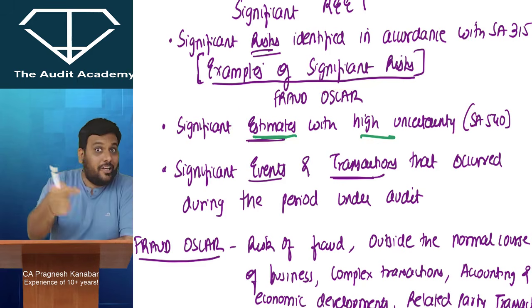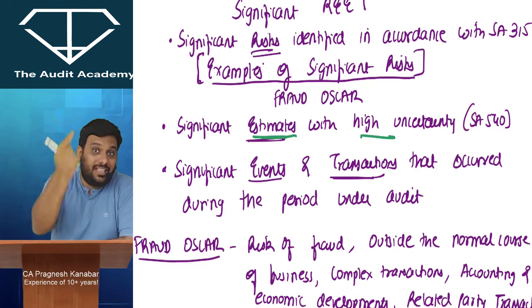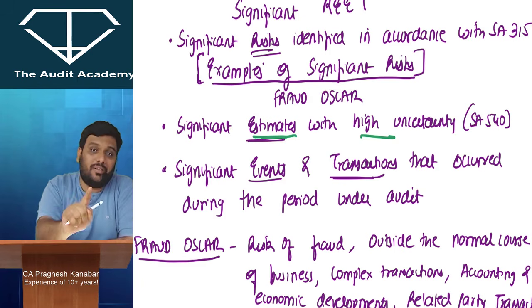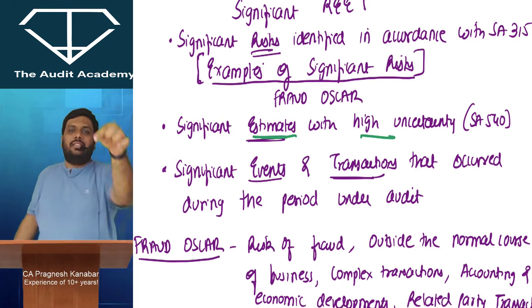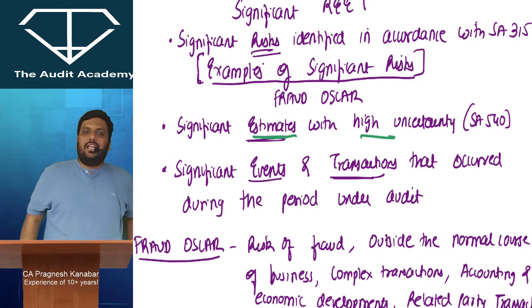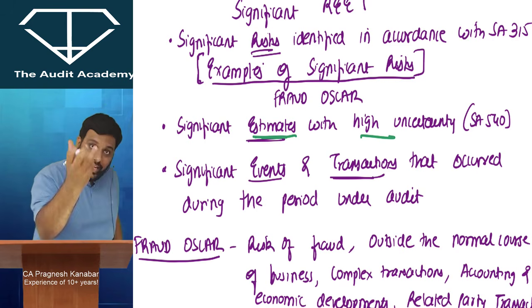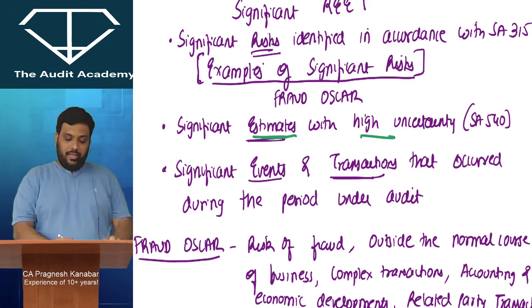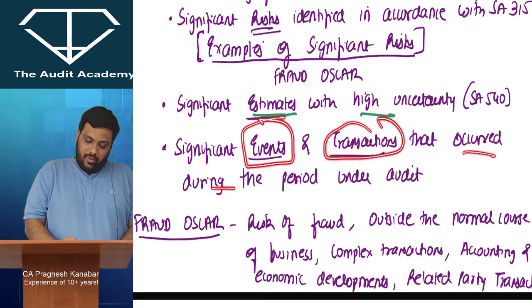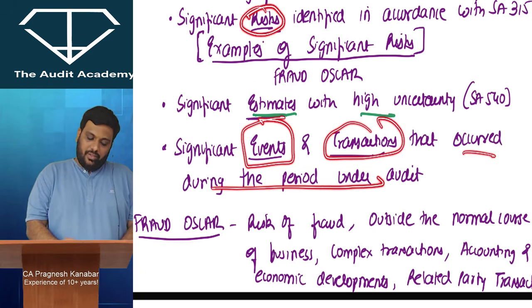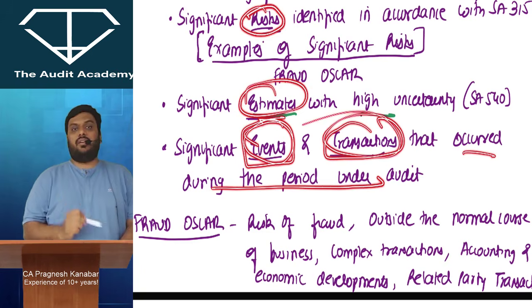So the Reliance auditor thought that because it is an estimate with high uncertainty, we will write about that in key audit matters, and that is why estimation of oil and gas reserves is included in key audit matters in the Reliance Industries Limited audit report. Are you with me? Yes or no, sir? Yes, sir. All right. Then over here, significant events and transactions that occur during the period under audit. So R for risk, E for estimates, E for events, T for transactions, REET.